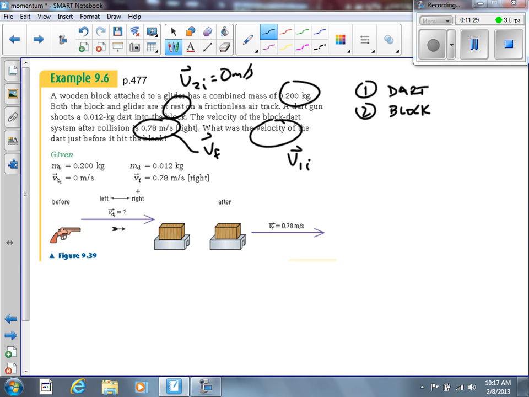What's this 0.200 kilogram thing? Is that M1? Is that M2? Is that the mass of the block or the mass of the dart? Which one is it? A wooden block has a mass of 0.200 kilograms. That's going to be M2. Now it says the dart has a mass of 0.012 kilograms. So we're going to say that's going to be M1.